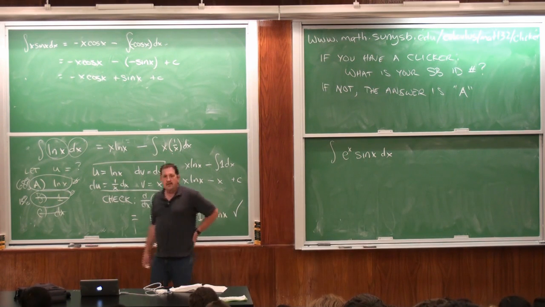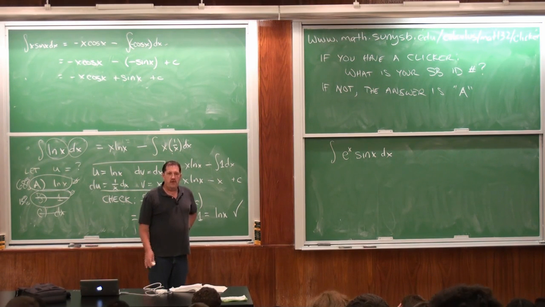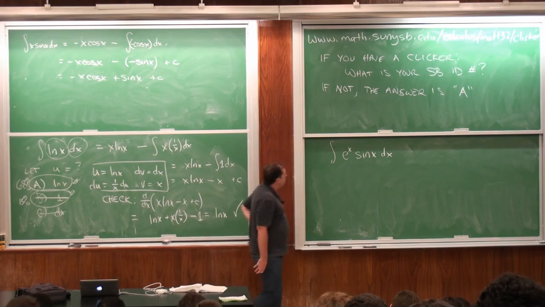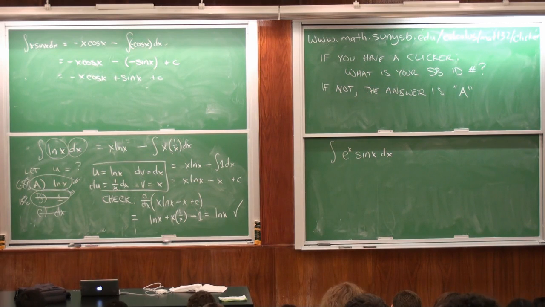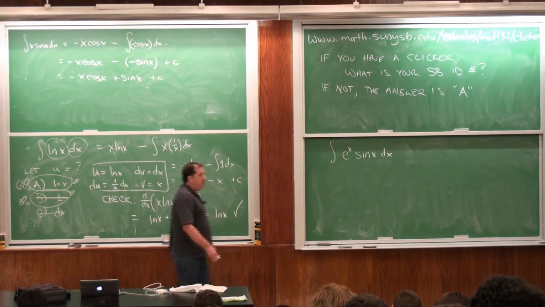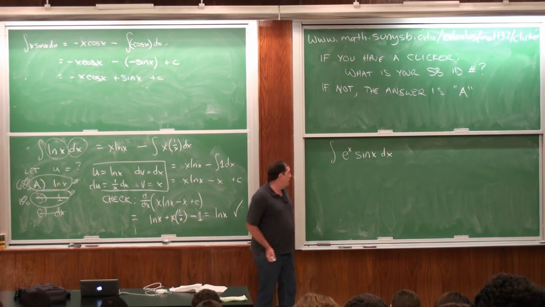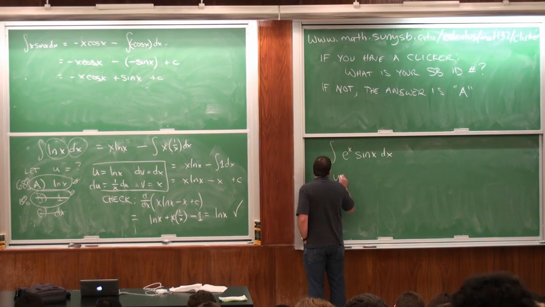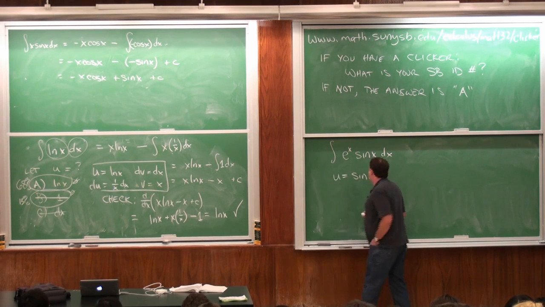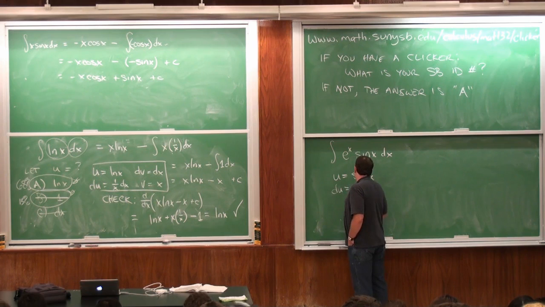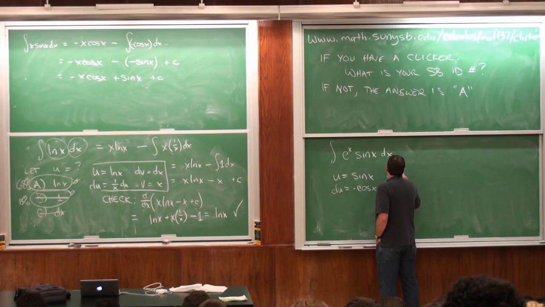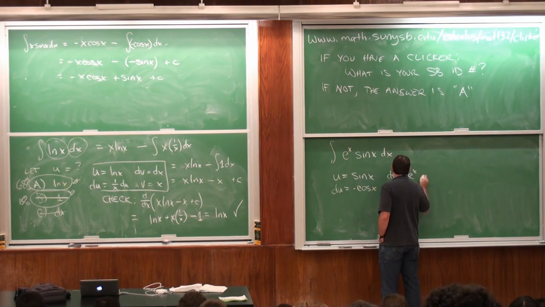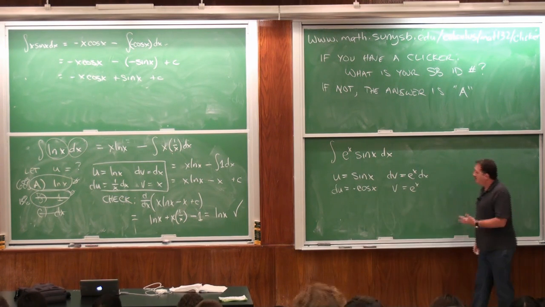So here, certainly I can use integration by parts. And my rule of thumb says, look for one part where du is simpler, and another part that you can integrate. So what should I take u to be? Sine x. Okay. I don't know that du is any simpler, but it's certainly there. And I can certainly integrate e to the x. So that's okay.